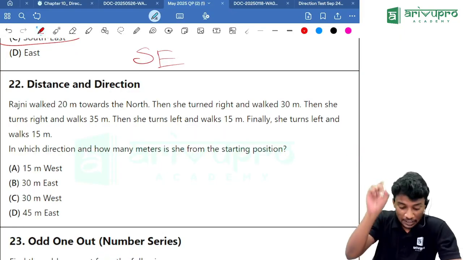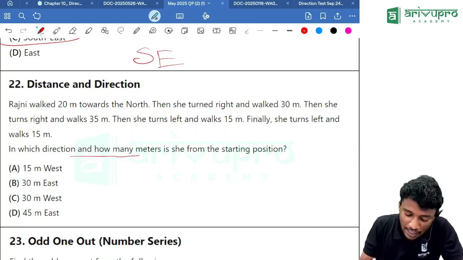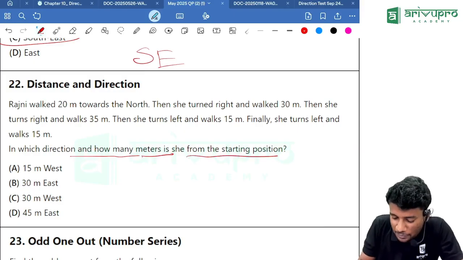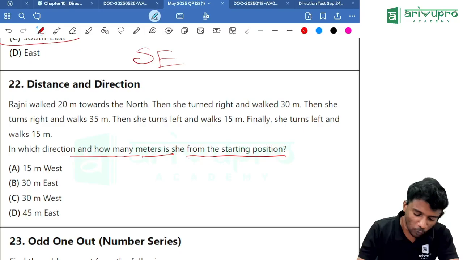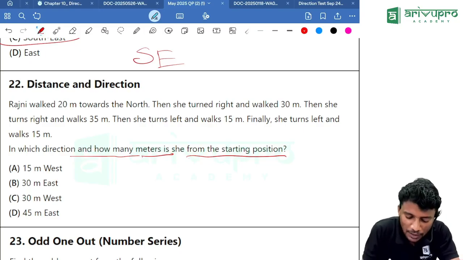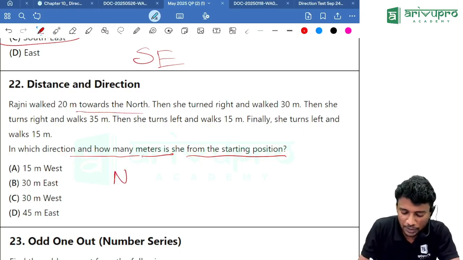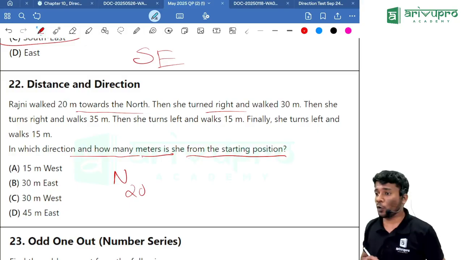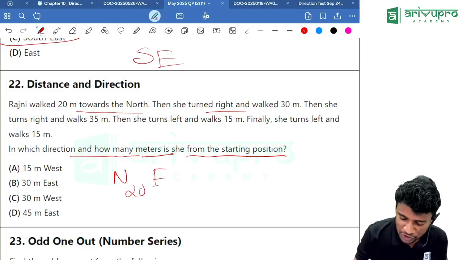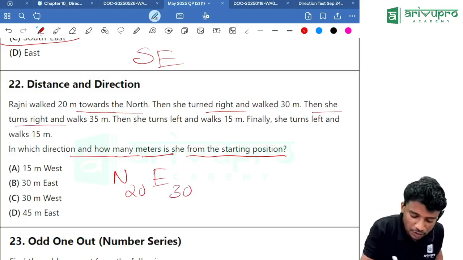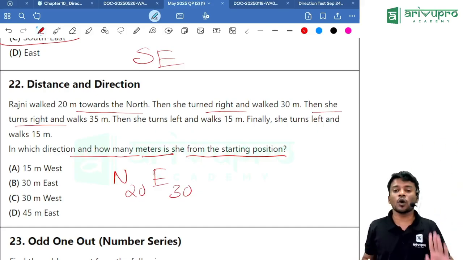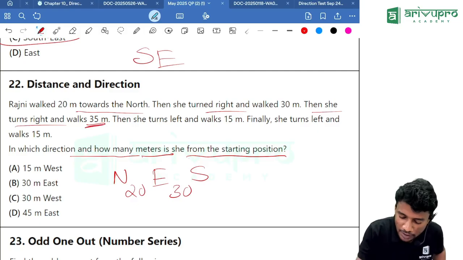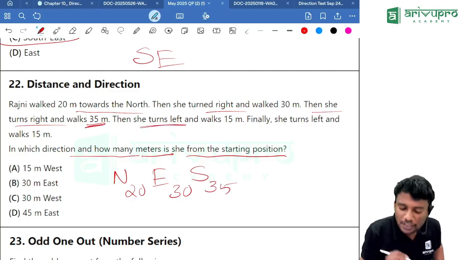So we will always read the last line. In which direction and how many meters is she from the starting point is the question. Now, Rajni walked 20 meters towards north. That means north 20. Then she turned to the right. Right of north is what? East. How much? 30. Then she turned to the right. Right of east is what? South. How much did she walk? 35.